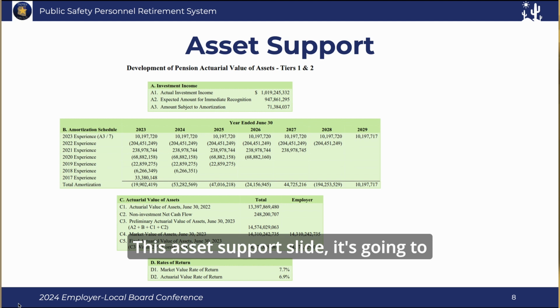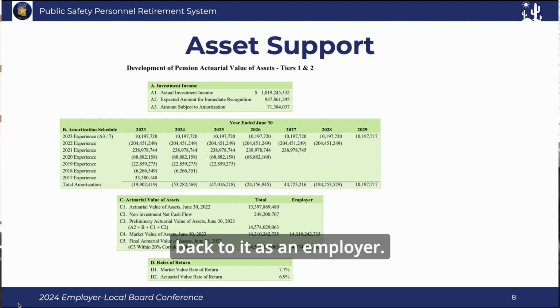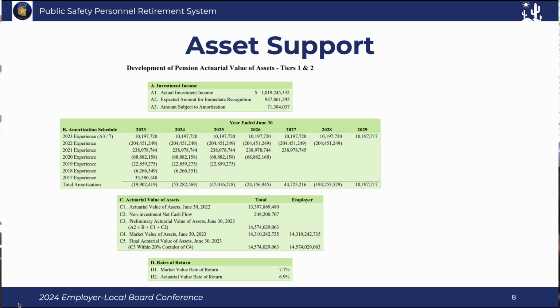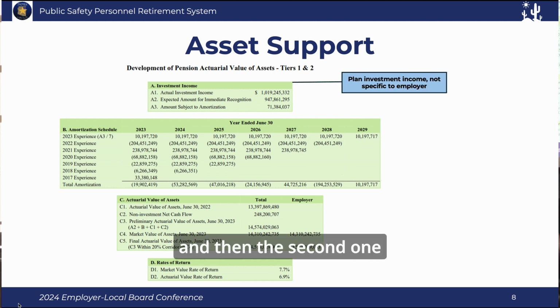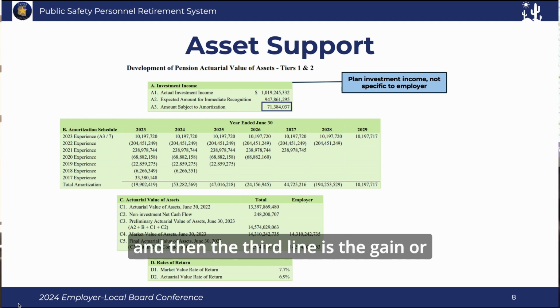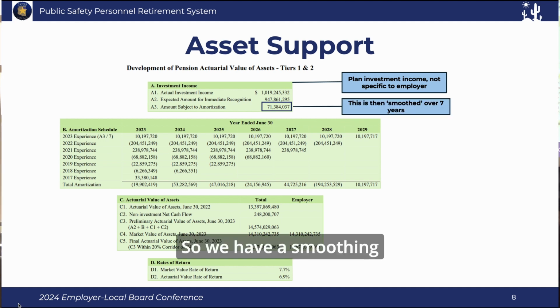This asset support slide is going to show plan investment income that's not specific to the employer, but I'll tie it at the end to how you can think back to it as an employer. The first line is just actual investment income, the second is the amount expected for immediate recognition, and the third line is the gain or loss that gets subject to amortization.